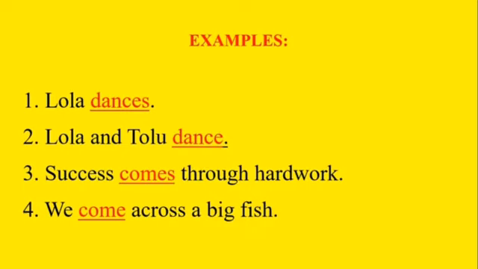We come across a big fish. We, the subject, is in the plural form. It agrees with come, which is a plural verb. So the verbs underlined here are finite verbs because they agree with their subjects. And these finite verbs can change in terms of number and person. We can change all of them into past tense.